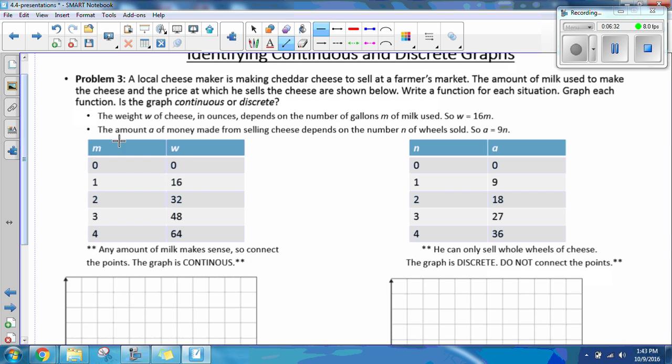So, the first table, we have the weight of cheese in ounces depends on the number of gallons, M, of milk used. So W equals 16M. The amount A of money made from selling cheese depends on the number N of wheels sold. So here we have how many wheels of cheese we sold and how much money we make.